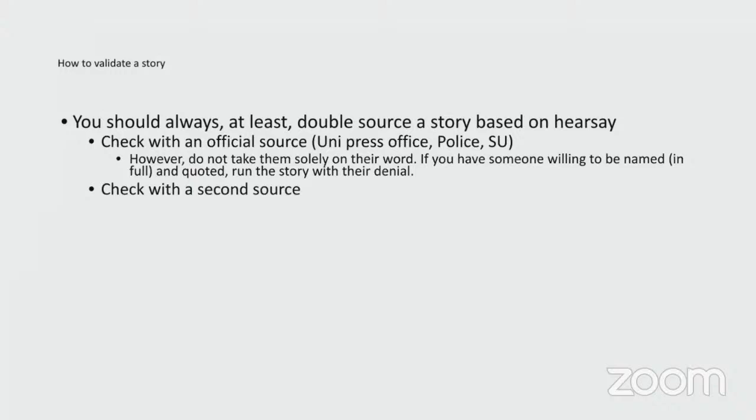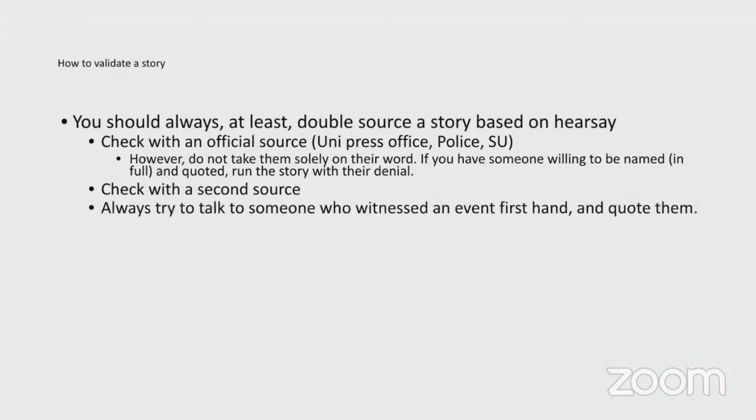Alternatively, you can get it second sourced. I would always recommend that as a minimum: you want two people familiar with the event to tell you what's going on. That tends to be people who've actually seen it rather than just heard it, because rumor is not something you should publish on.